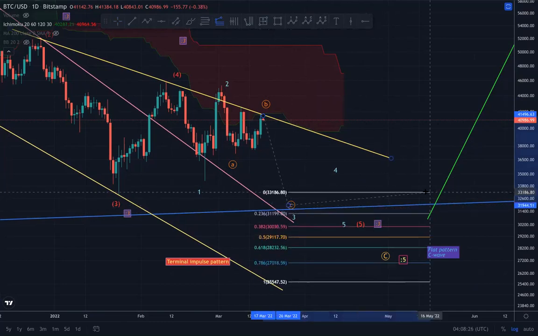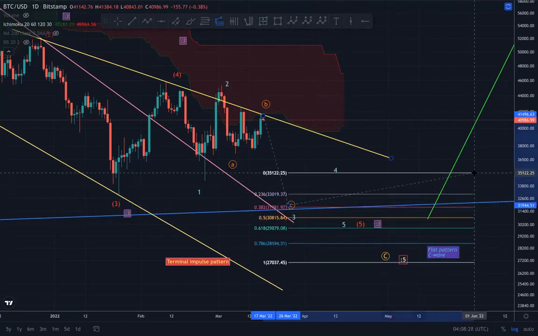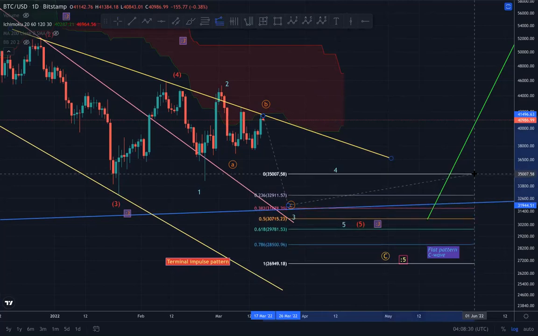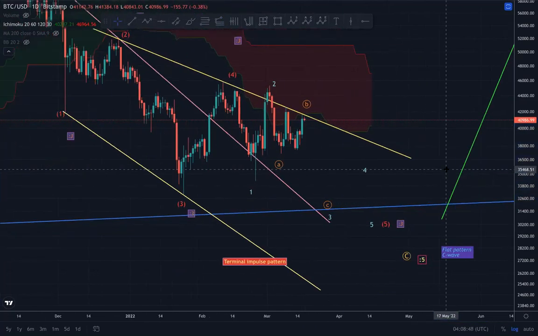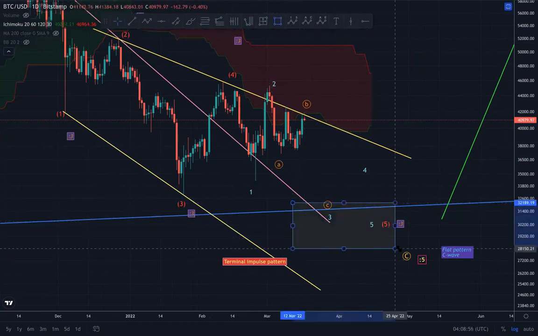Let's say the third wave's around 31,000. Fourth wave, let's say, is around 34, 35,000. And then the fifth wave at 1.0 would stop at the same level, around $31,500, $31,600. 61.8 would bring it down to the 29. So either way, we have all of these potential price relationships that could bring our price action down to these levels, regardless of where exactly it is.